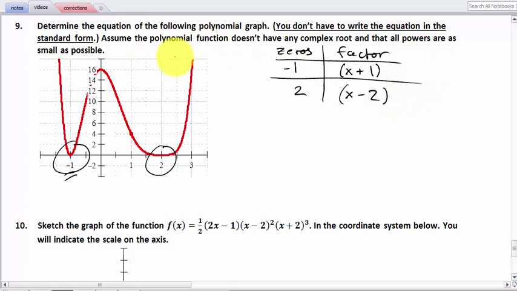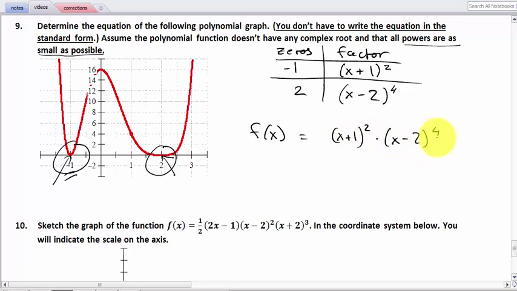Now, the powers are as small as possible. Here, it bounces in a much quicker way than there. There it's flatter. Therefore, this has got to be a power 2, and that has got to be a power 4. These are the two smallest even powers, 2 and 4. So the equation of this function would be x plus 1 squared times x minus 2 to the power of 4. That describes the zeros, but I can multiply this by a constant. I don't change the behavior around the 0, but I change the shape of the graph.